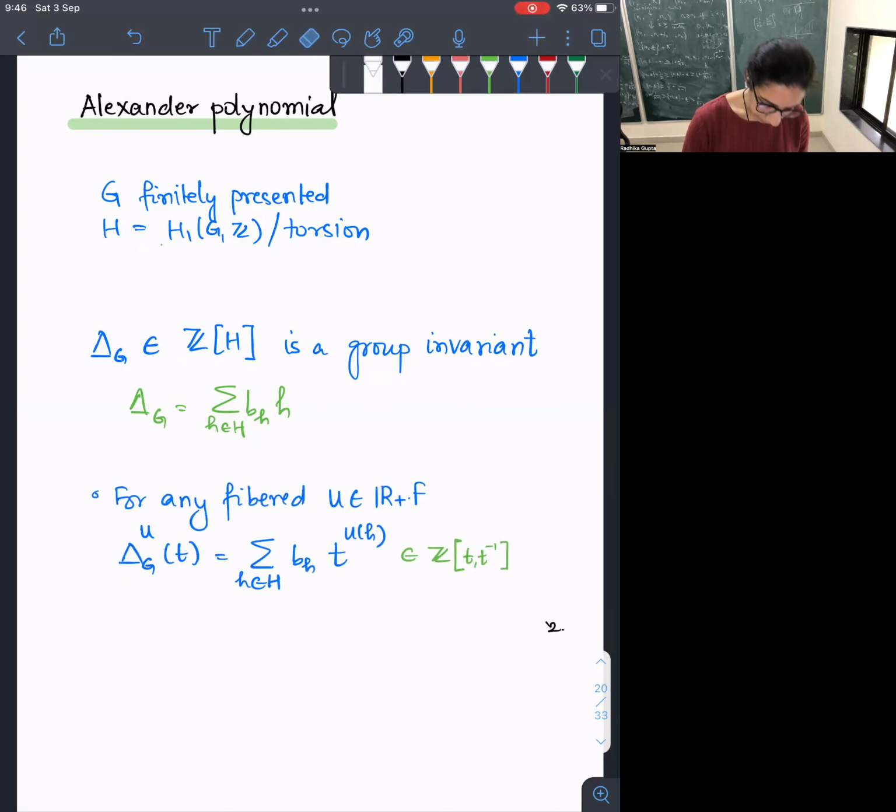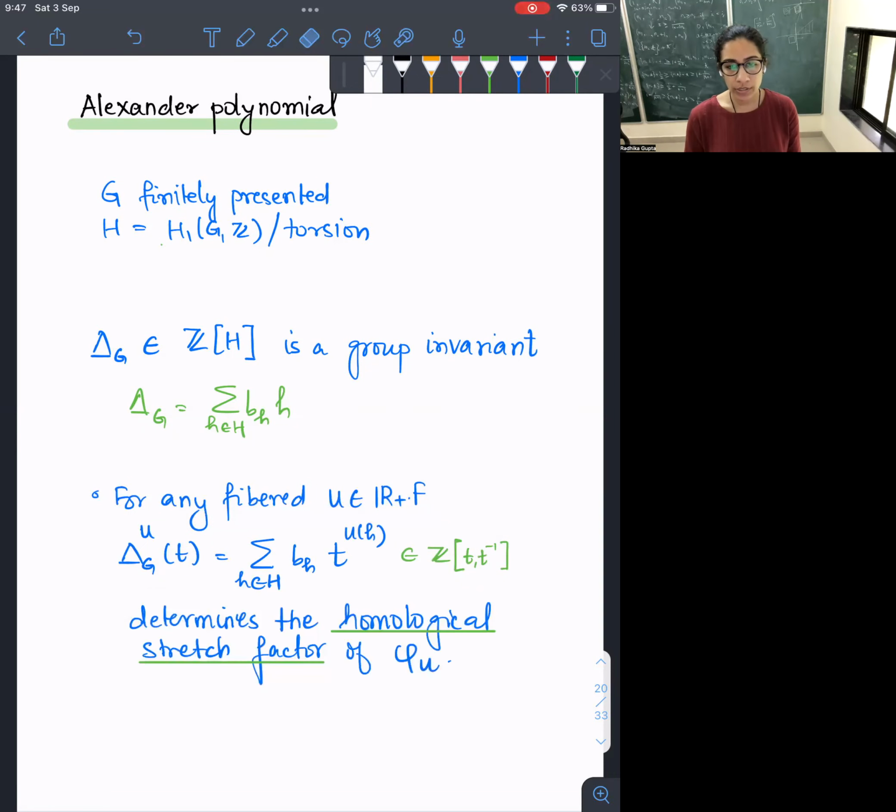And for us, what's relevant is that for any primitive integral cohomology class in my fibered cone, I can look at a specialization of this Alexander polynomial to get a Laurent polynomial. The specialization is basically that I evaluate the homology classes with respect to the given cohomology class. Then these will be some numbers and I'll get a Laurent polynomial. And then I can look at the roots of this Laurent polynomial. The highest root is exactly the homological stretch factor of the pseudo-Anosov homeomorphism corresponding to that cohomology class.